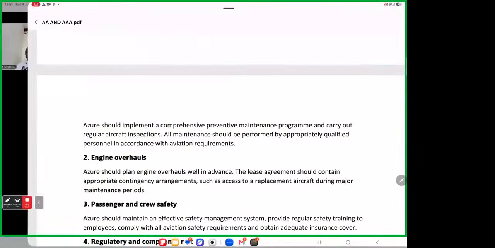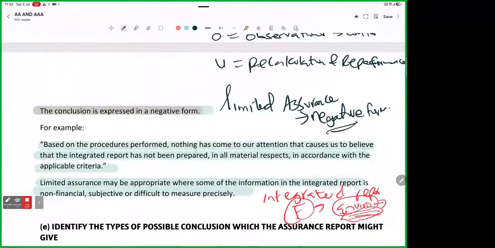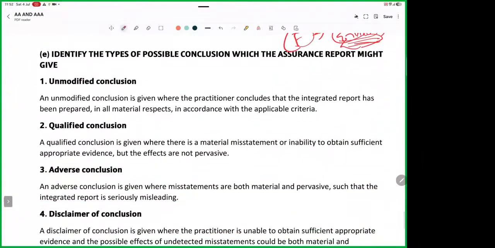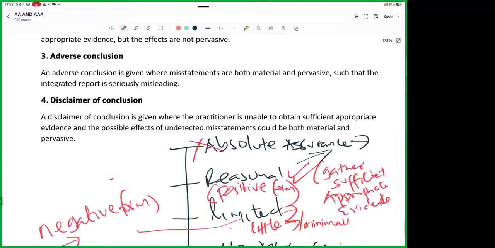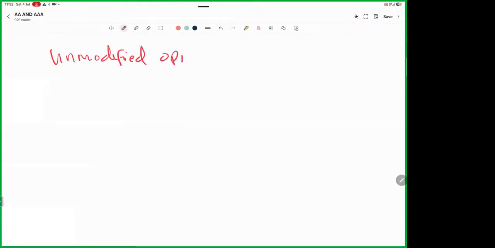So then let's finish this question. Here they want us to identify the types of possible conclusions which the assurance report might give. So basically, they want us to give them the types of opinions here. So remember, we have what we call unmodified opinion, good opinion.